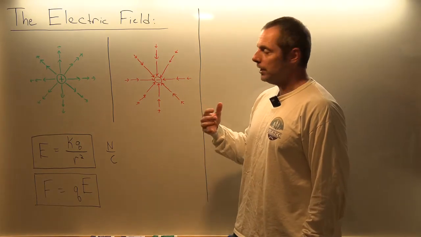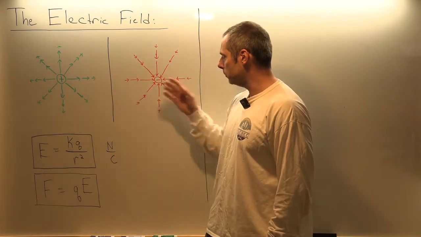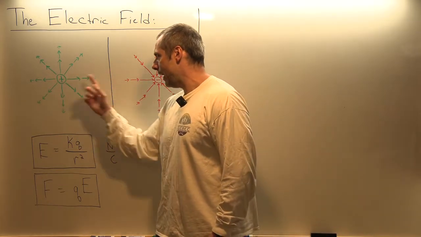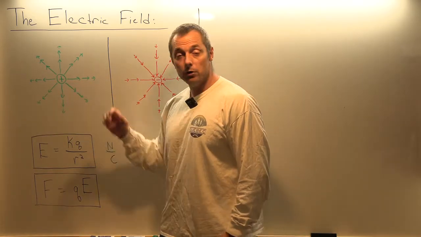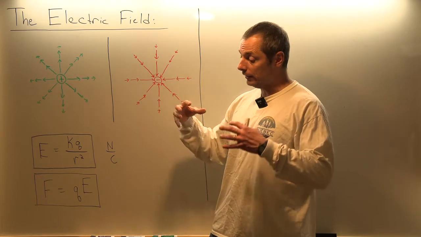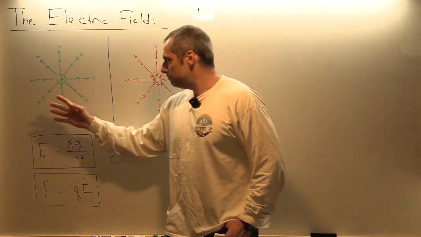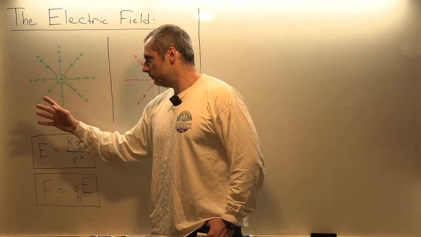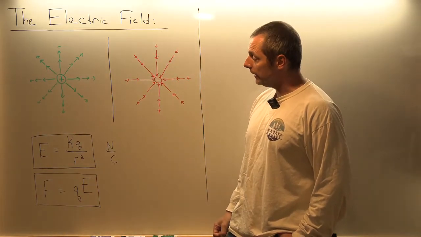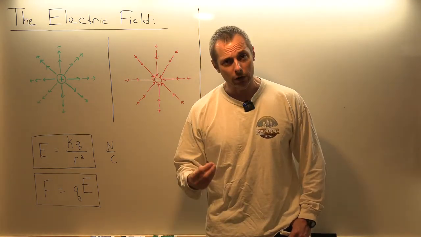We conceptualize it as an arrow, a vector, pointing away from positives or towards negatives. By the way, protons and electrons have equal magnitude charges. So the electric field around a proton is identical to the electric field around an electron, only the arrows switch directions. But this is a pictorial or a visual representation of the electric field around positives and negatives. But of course, we want to do better than that in physics. We want to quantify it with a number.